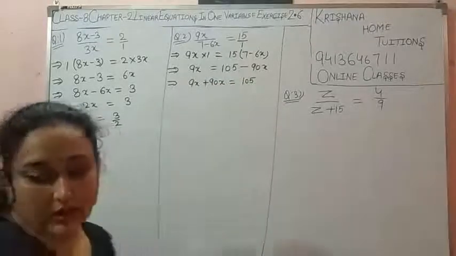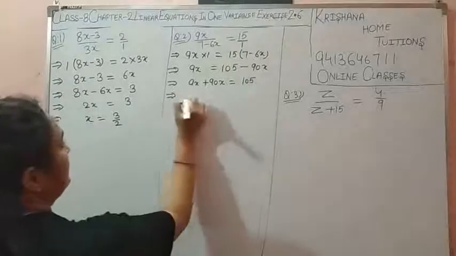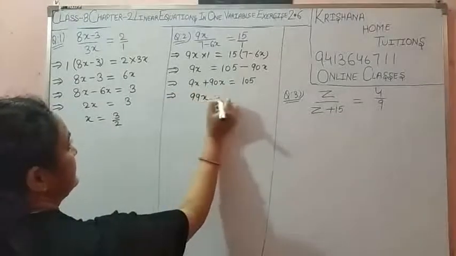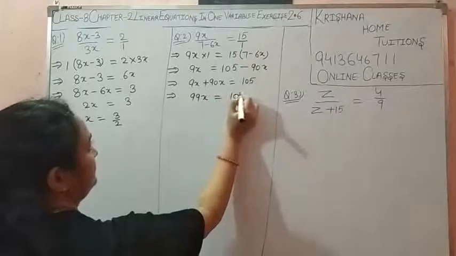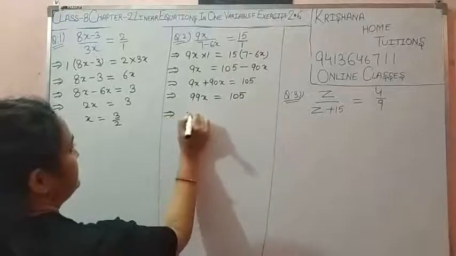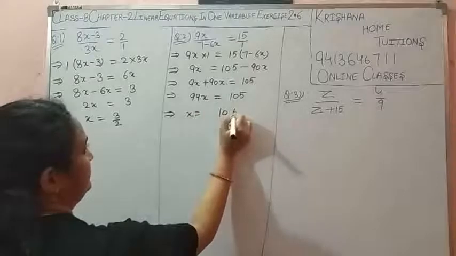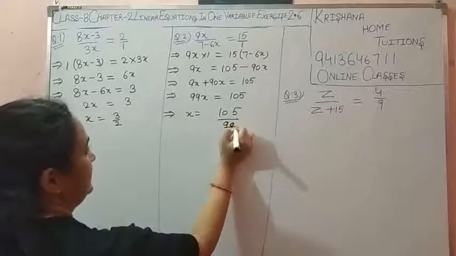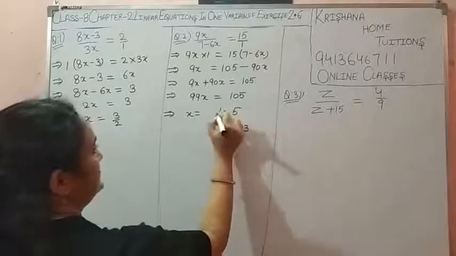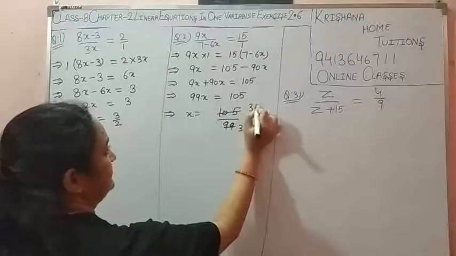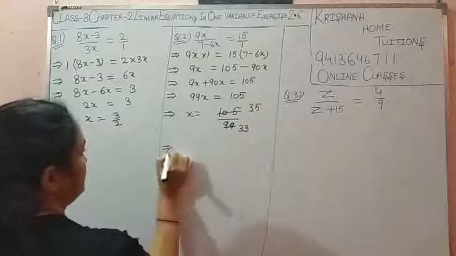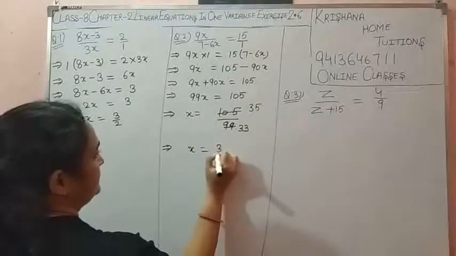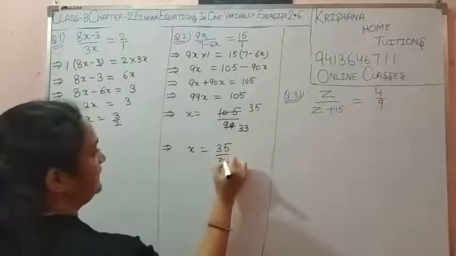Okay children, now 99x is equal to 105. X is equal to 105 divided by 99. This is divisible by the table of 3. 3 3s are 9, 3 3s are 9, 3 3s are 9 and 3 5s are 15. So what is the answer of x? X is equal to 35 upon 33.